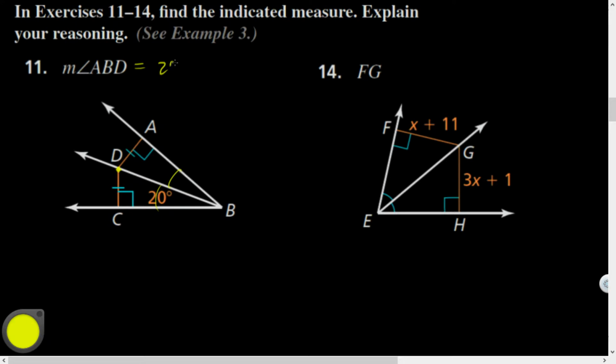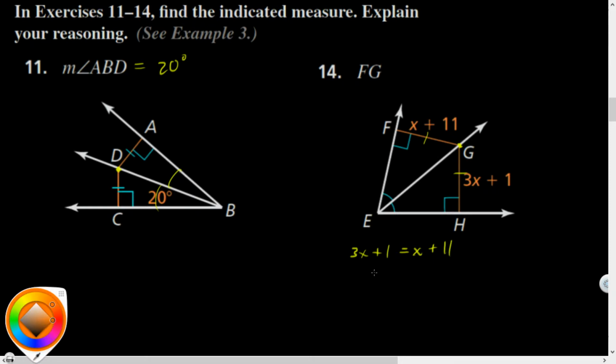They'll be equal in measure, and this is 20 degrees. Let's see, EG is an angle bisector by definition. These segments are perpendicular to the sides and go to point G. By the angle bisector theorem, these are going to be congruent because G is going to be equidistant from the sides. And then we've got the classic little bit of algebra to represent. Let's see, there we go.